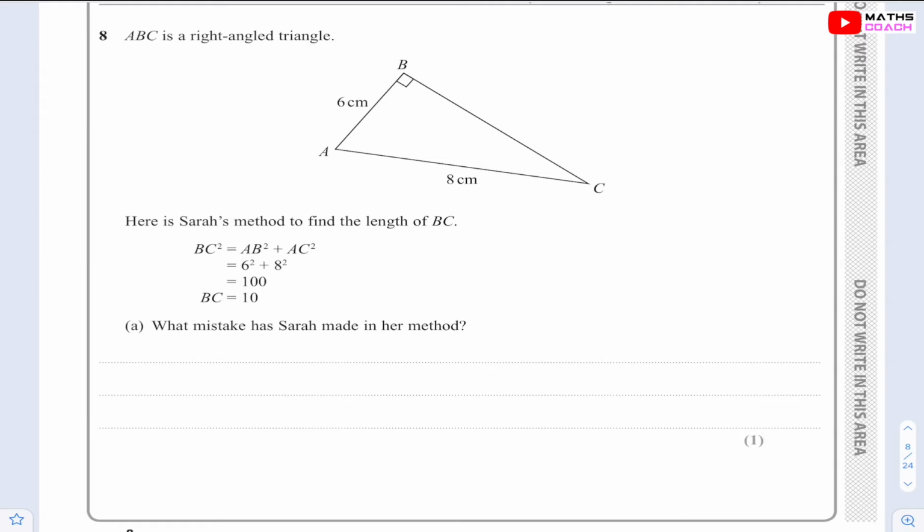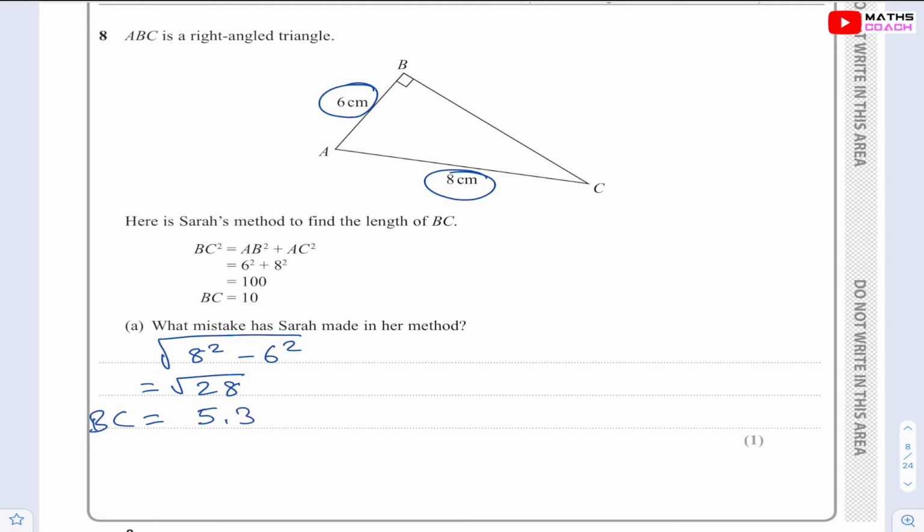So what she should have done is 8 squared minus 6 squared. So 8 squared minus 6 squared, and then square rooted that answer. It would have given her root of 28 and consequently BC would have been 5.3 centimeters rounded to one decimal place. So that's the mistake that she made by adding the two values.